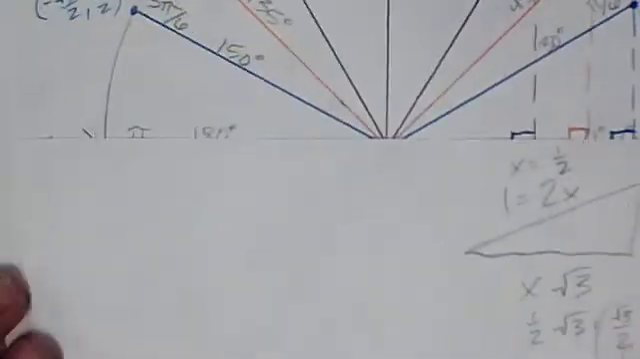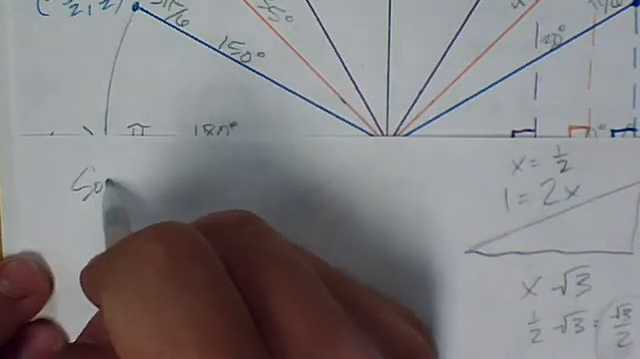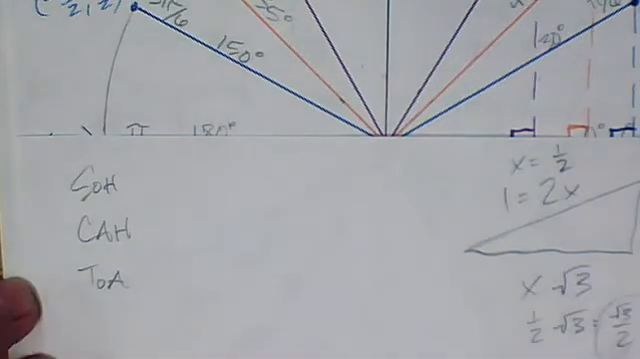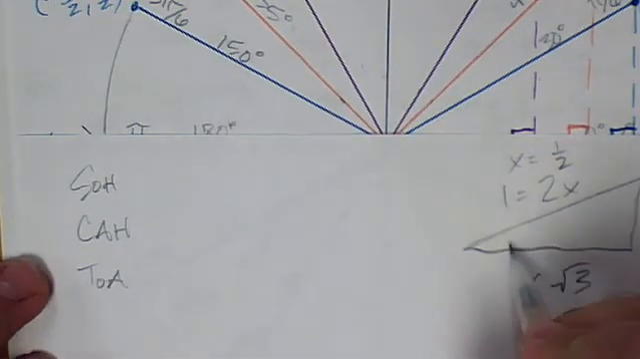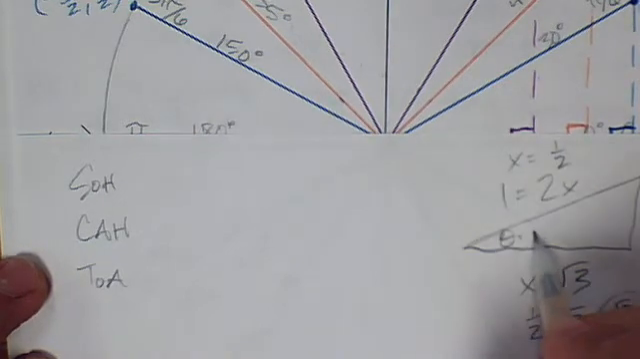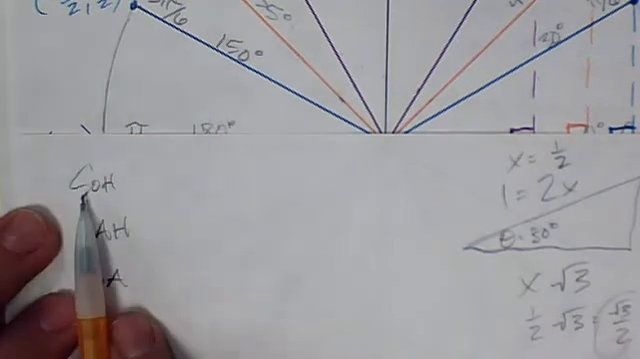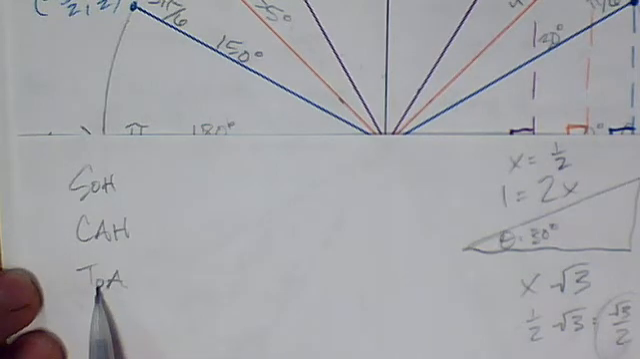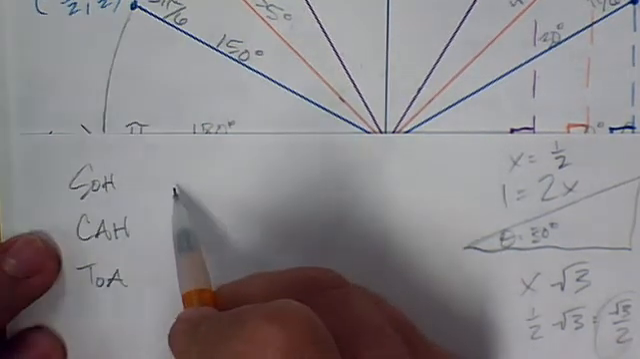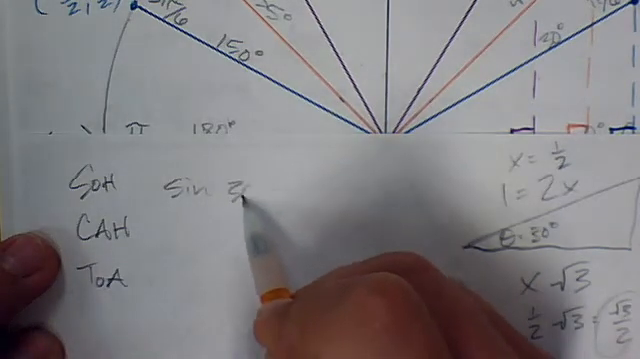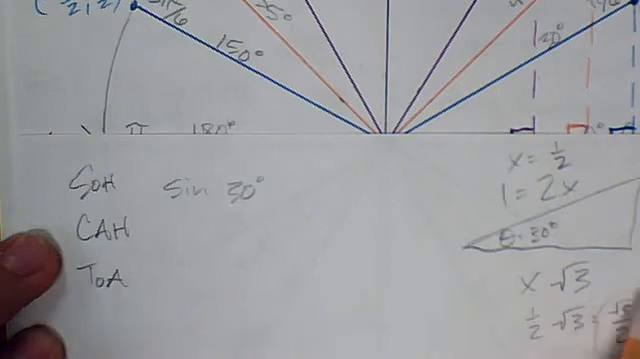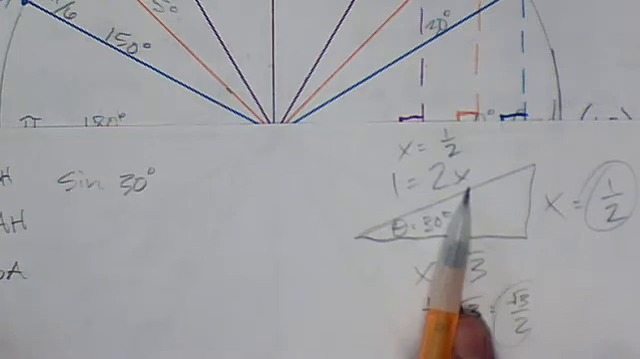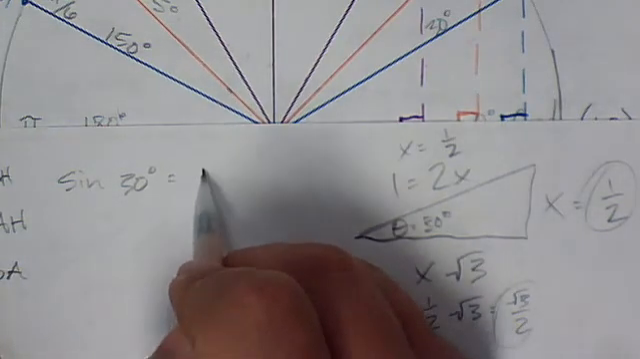Okay, now let's go back to just simple right triangle trig, which is SOHCAHTOA. It's what we learned in geometry. So if we're talking about this angle right here, 30 degrees, the sine of 30 degrees is opposite over hypotenuse. The cosine of the angle is adjacent over hypotenuse. The tangent is opposite over adjacent. So we can say that the sine of 30 is opposite 1/2 over hypotenuse, which is 1. So 1/2 over 1 is 1/2.